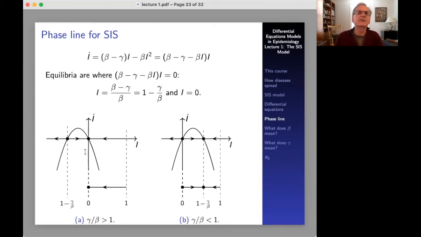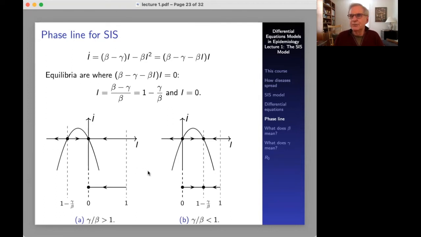Now, what is the direction of the arrows? Well, some people could just figure this out by thinking about this little formula. If it's a little hard for you to figure out, just look at it this way. The equation for I dot as a function of I is just a parabola that's upside down because of the minus sign. So if I made an I dot axis here going through 0 and graphed I dot as a function of I, it would just be an upside down parabola, and it goes through these two equilibria. Okay, so what that shows you is where I dot is positive and where it's negative.